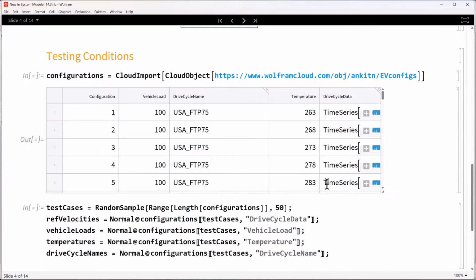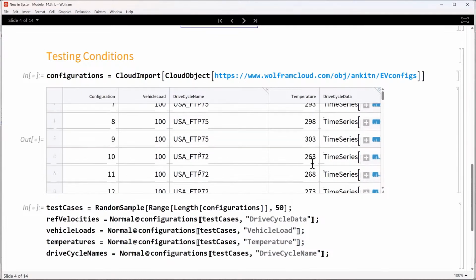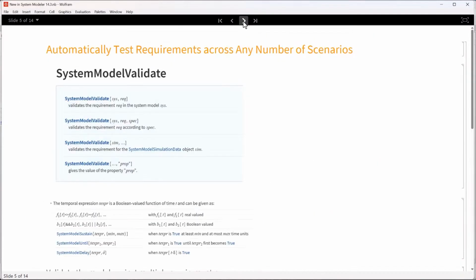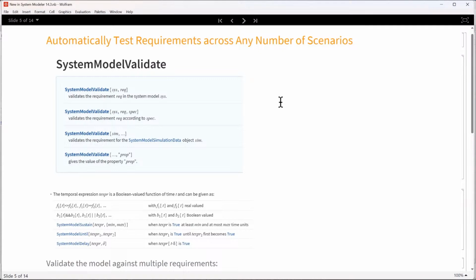What we saw in System Modeler was just one scenario. But what about real world conditions? Stop and go traffic, hot summer days, or carrying heavy loads. Running all these cases manually is tedious, and analyzing whether each one passes requirements usually takes a lot of scripting. With version 14.3, we have introduced a requirement specification language with functions like SystemModelValidate. This lets you validate designs directly against performance and safety requirements.